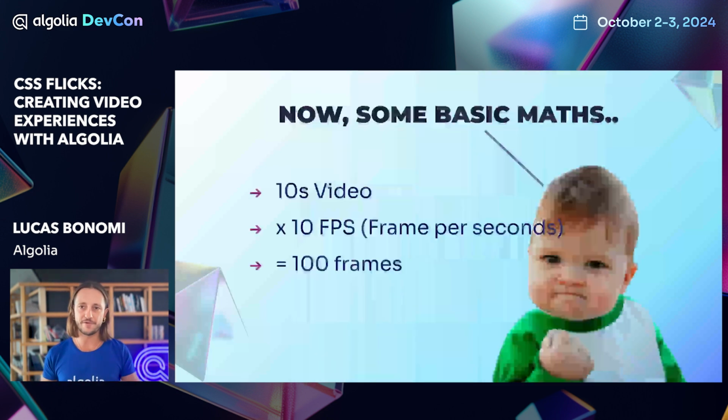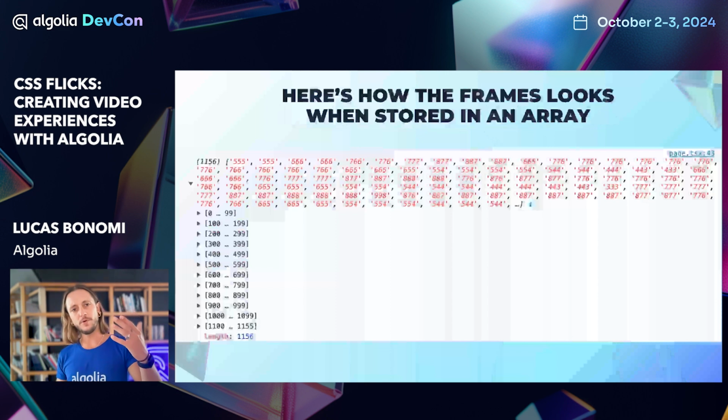So some basic math right now. I want a 10-second video with 10 frames per second. So it's a total of 100 frames. Super simple, easy to understand. Here's how a frame looks when it's stored in an array, when it's getting out of the canvas, and this is the material I use to work with. And then I pass this through a function that creates a box shadow.